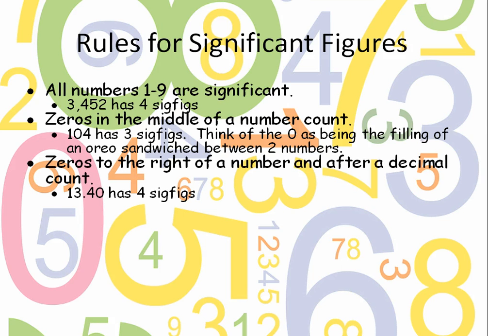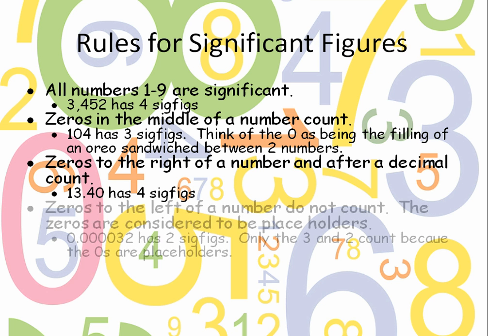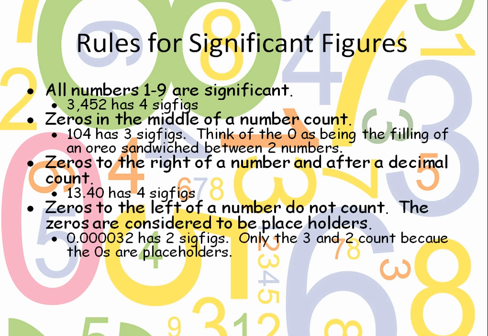Zeros to the right of a number and after a decimal count. 13.40 has 4 sig figs because that 0 is telling you the level of precision at which this measurement was taken. Zeros to the left of a number do not count. Those are considered placeholders. So if I've got 0.000032, only the 3 and the 2 count, because the zeros are placeholders. Alright? That only has 2 sig figs.